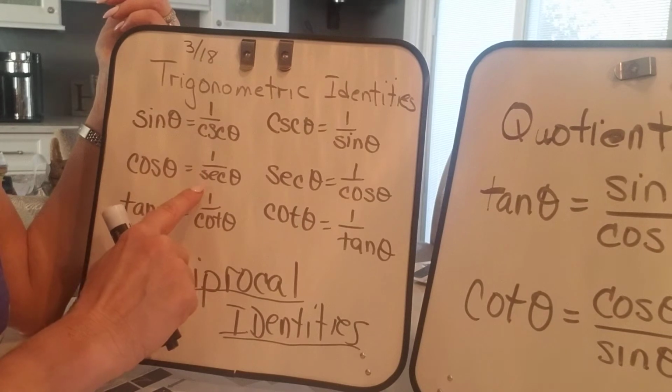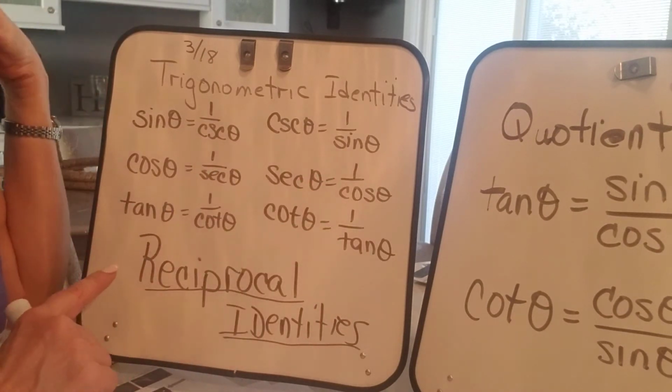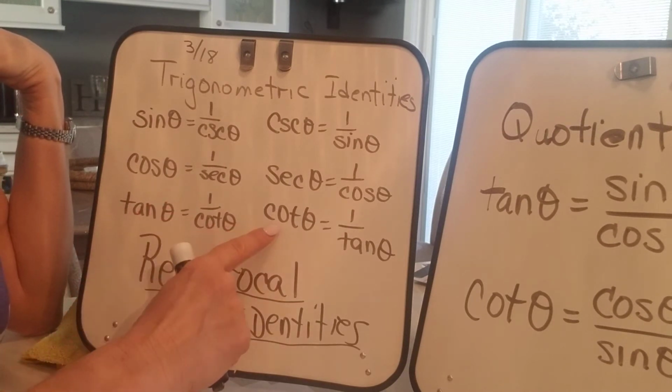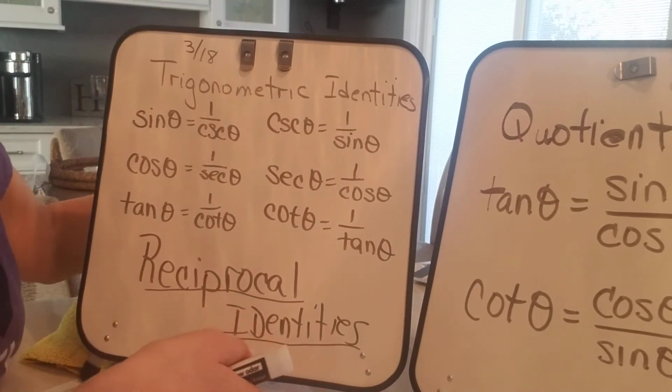Cosine of theta is 1 over secant. Secant is 1 over cosine. Tangent is 1 over cotangent. Cotangent is 1 over tangent. All right, these are called reciprocal identities.